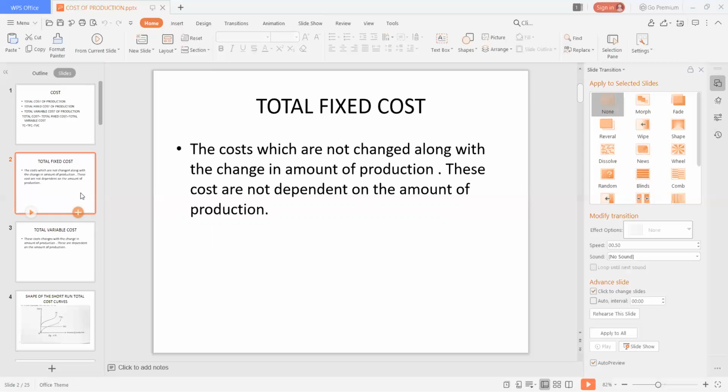The examples of fixed cost are rent of the factory shed, interest on the bank loan, salary of the fixed permanent workers, salary of the factory guard, license fees, etc.